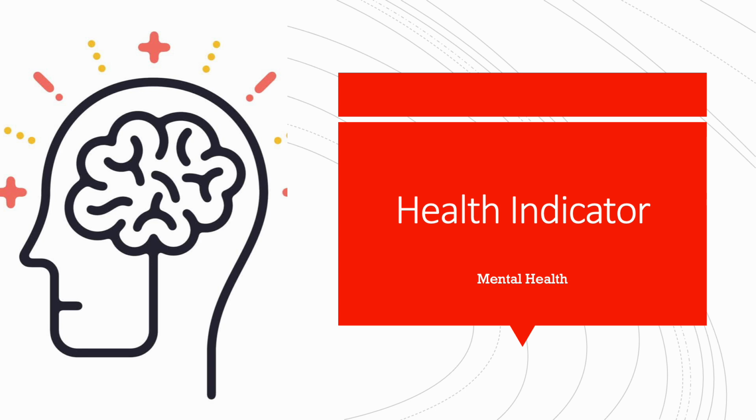The next health indicator is mental health. Mental health is just as important as physical health. Mental health is closely connected to physical health and substance abuse. When a person is experiencing a mental health disorder like depression and anxiety, it can reduce one's ability to participate in health-promoting behaviors such as eating, exercising, and minimizing use of alcohol and tobacco.